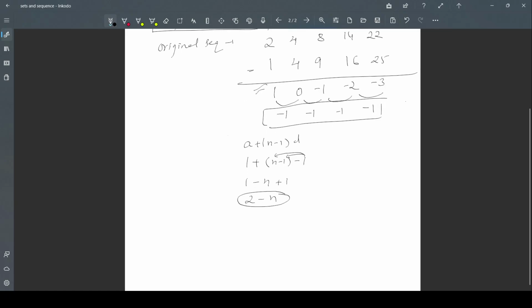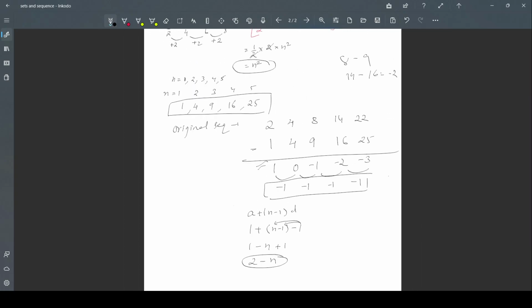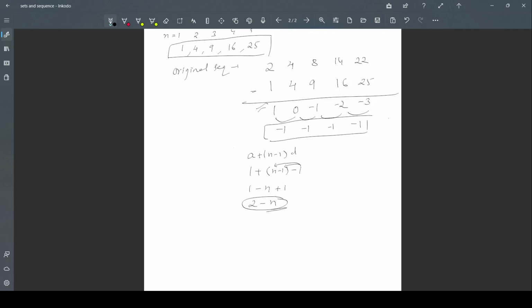This is the sequence. So what is the final answer? How I told you to do it. So final answer will be this n square, and this 2 minus of n you have to write. So n square minus of n plus of 2 will be your answer, final answer.